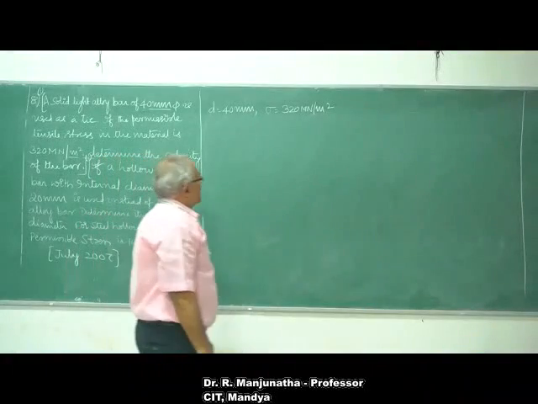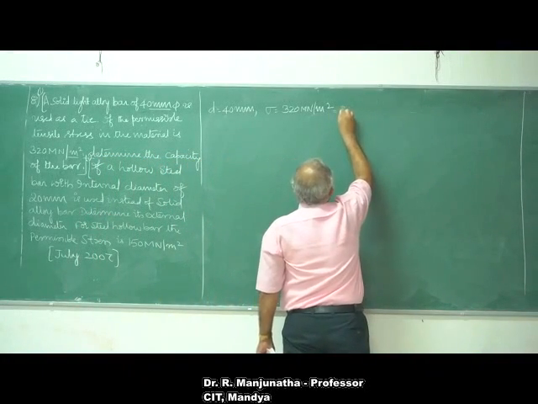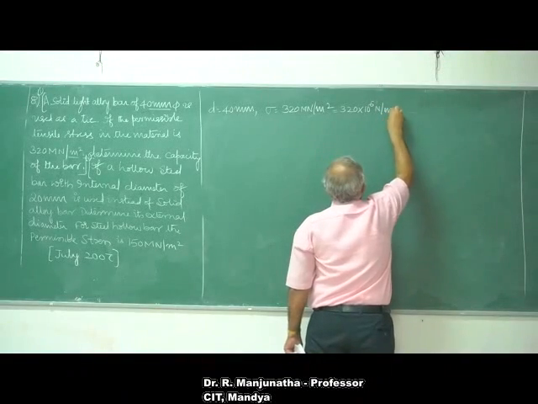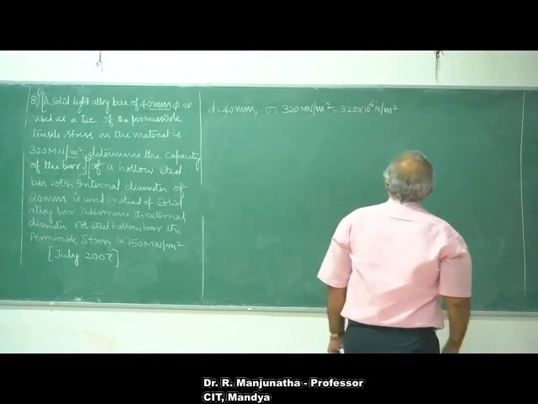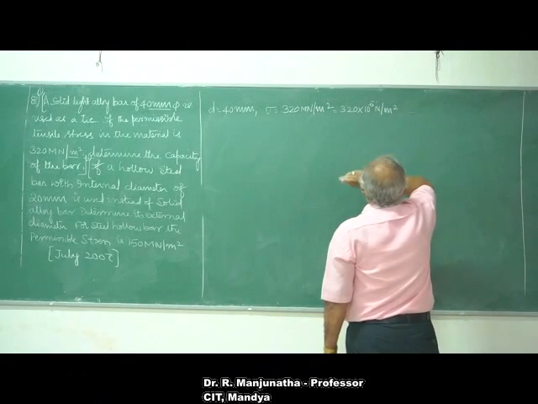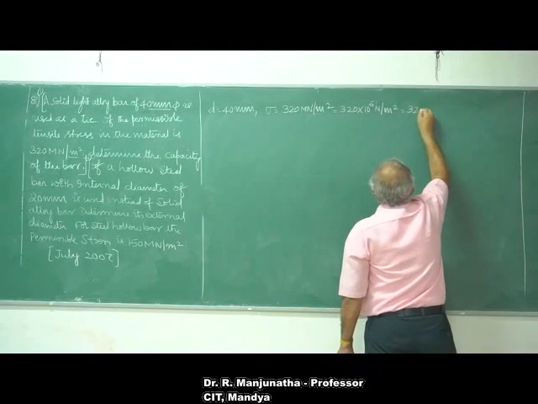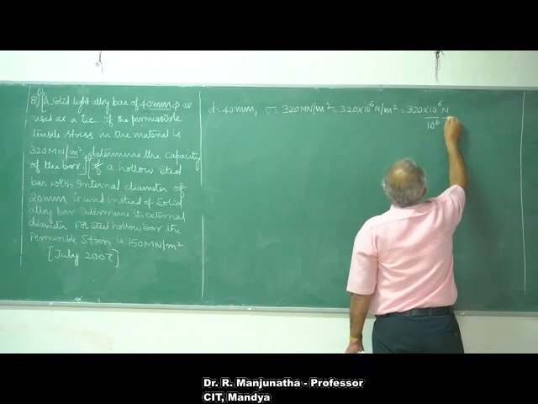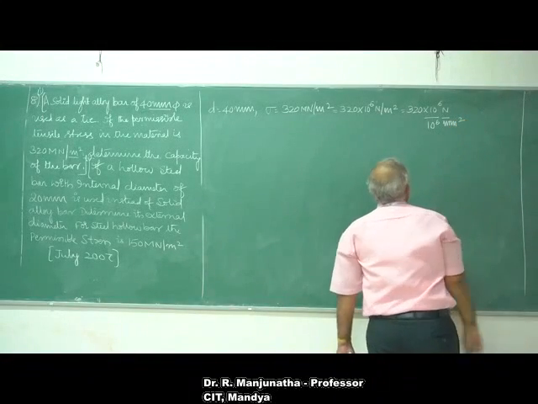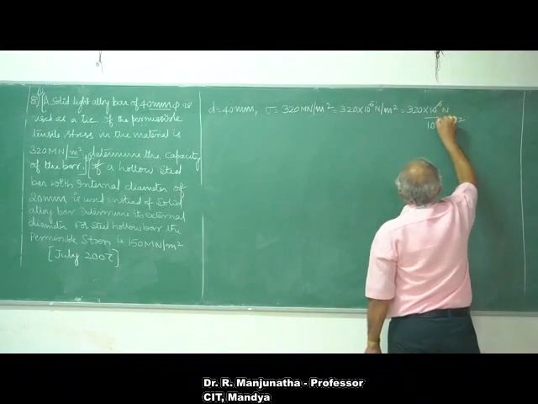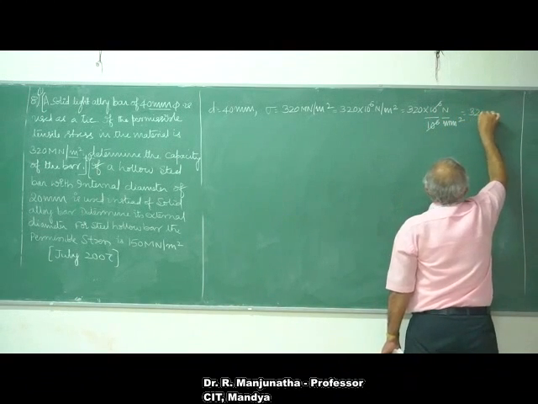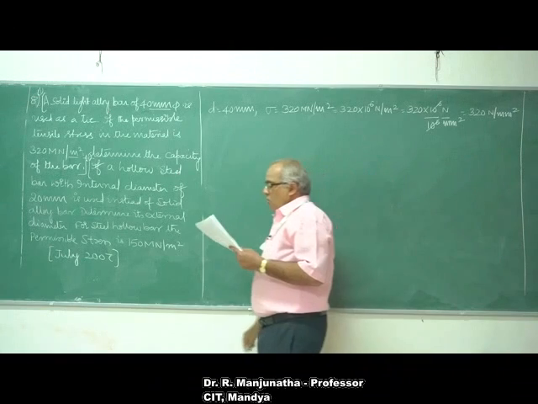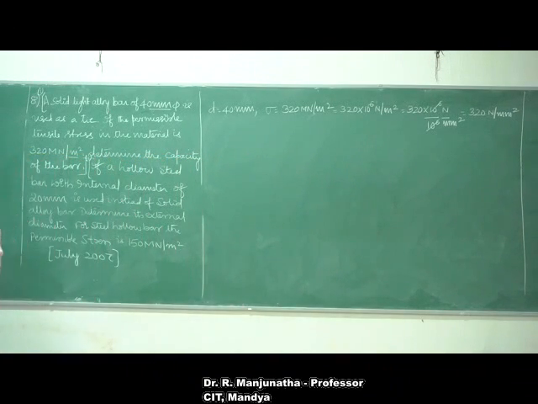To do that, first we are going to convert this 320 mega into 10 to the power of 6 newton per meter square. Now we are going to convert this meter square into mm square. So 320 into 10 to the power of 6 Newton divided by 10 to the power of 6 mm square. Then 10 to the power of 6 and 10 to the power of 6 cancel. So that will be equal to 320 Newton per mm square. This is going to be the value of sigma.